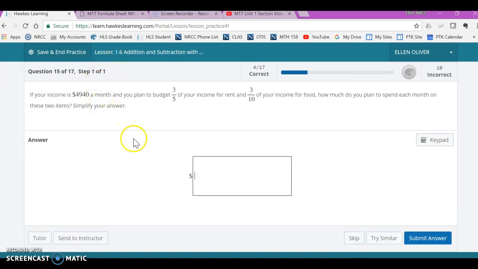Okay, word problem, everybody's favorite. If your income is $4,940 a month and you plan to budget 3/5 of that for rent and 3/10 for food, how much are you going to spend on those 2 items? So in other words, you're going to budget 3/5 and 3/10 for rent and food. So we need to add those 2 fractions together. And then to find out how much money that is, that means we're going to multiply that fraction times that total. So let's see what that looks like.